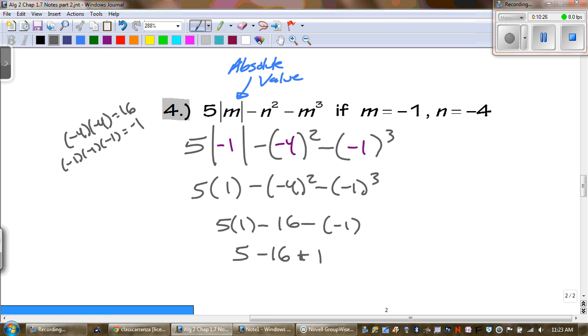Okay. 5 minus 16, that's what we can do right now. 5 minus 16 is negative 11, and negative 11 plus 1 gives us a grand total of negative 10.